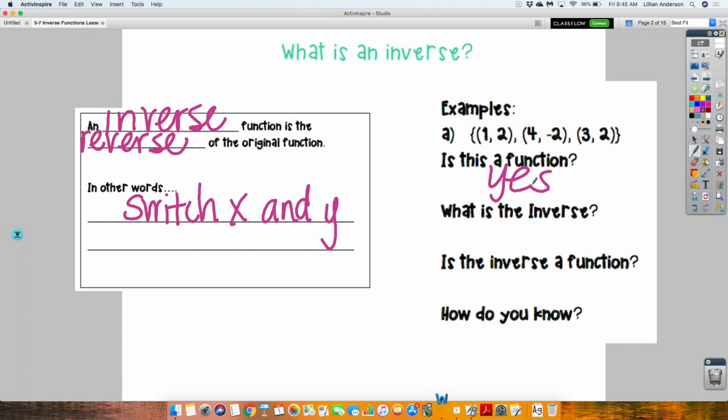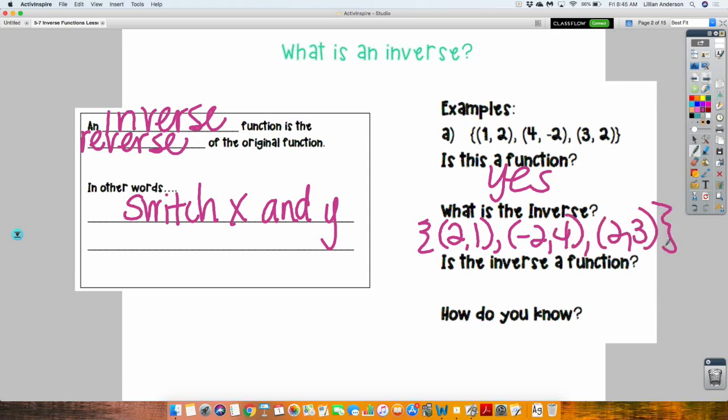Okay, so it is a function, and the inverse of this is going to be where we switch our x's and our y's. Okay, so if I switch my x's and y's, my inverse is going to be what? 2, 1, negative 2, 4, and 2, 3. That is going to be my inverse. All I'm doing is literally taking the x and y coordinates and switching them.